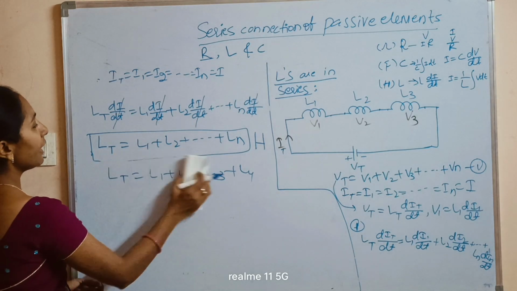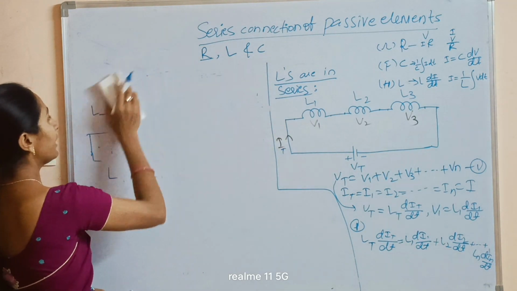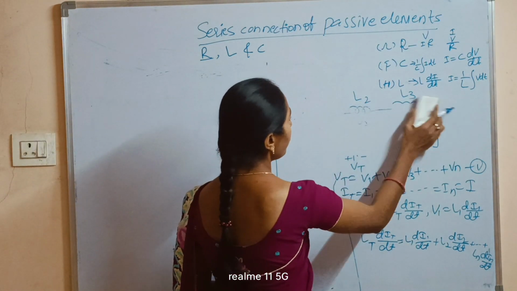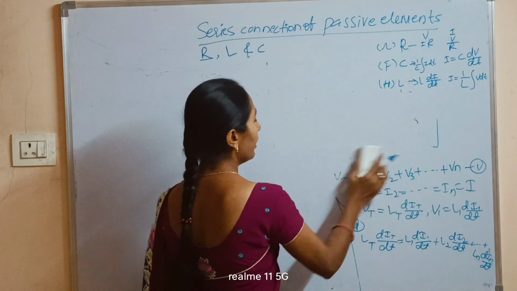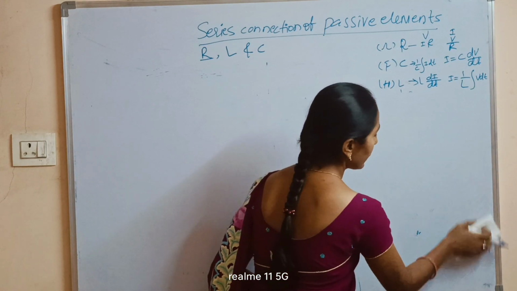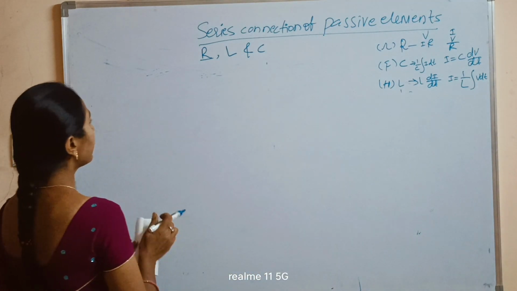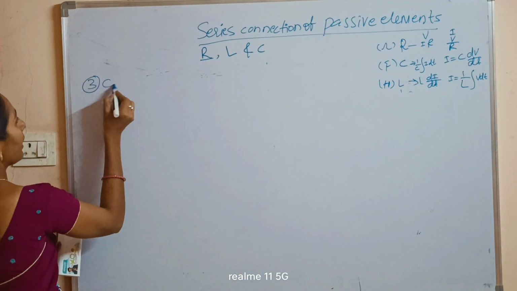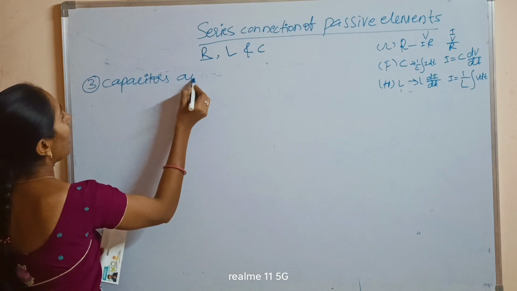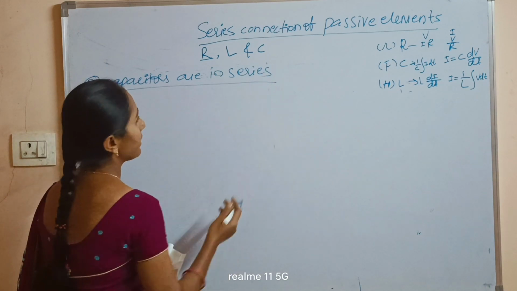Now coming to third element, that is capacitor. So capacitor is also a passive element which stores the energy in the form of electrostatic field. Now what is the unit of capacitor? The unit of capacitance is farad. Now here third consideration, that is capacitors are in series. Capacitors are in series.